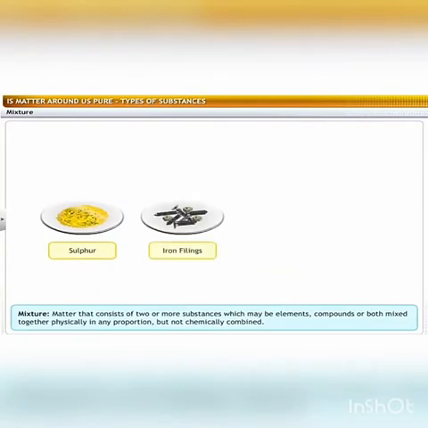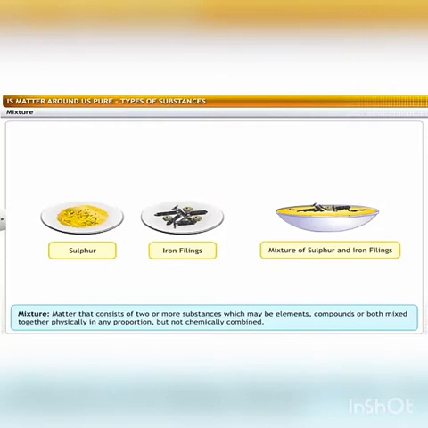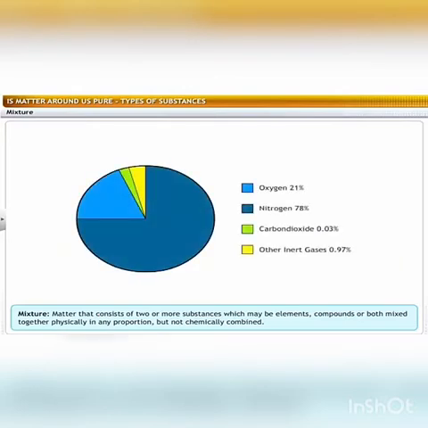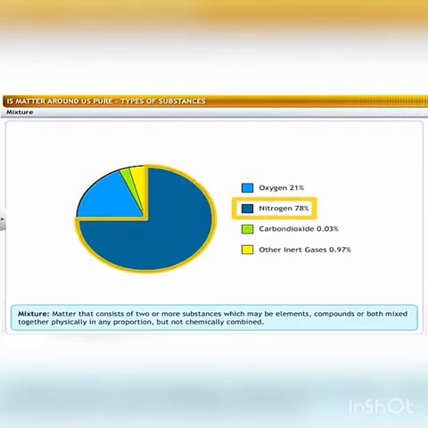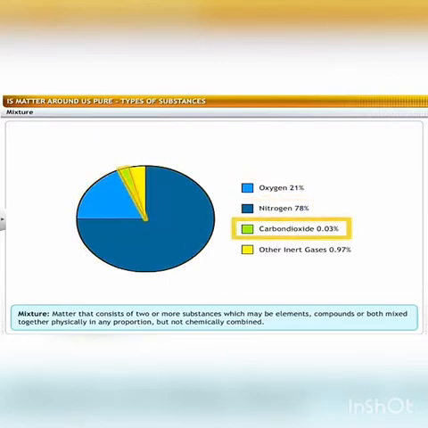A mixture is matter that consists of 2 or more substances which may be elements, compounds, or both mixed together physically in any proportion, but not chemically combined. For example, air is a mixture of gases like oxygen, nitrogen, carbon dioxide, etc. These gases are not chemically combined with one another and can be separated by suitable means.